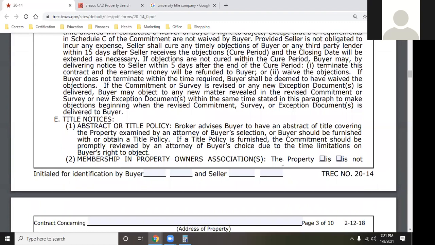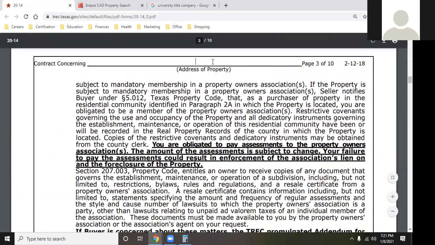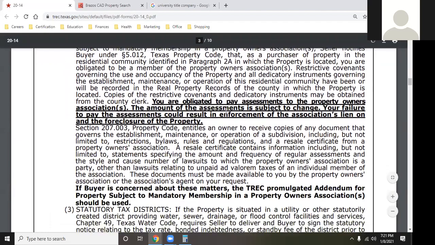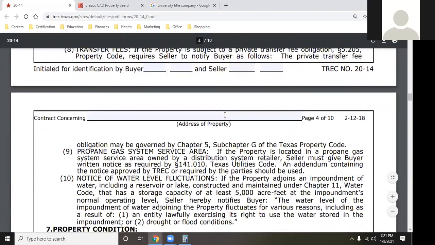In this hypothetical, is this in an HOA? We're going to say for this situation, it is not. Okay. Again, we need to put our property address here. Scroll down. All of these are just notices. Every one of those are notices.